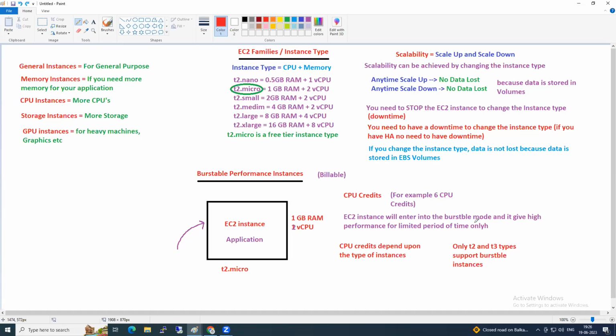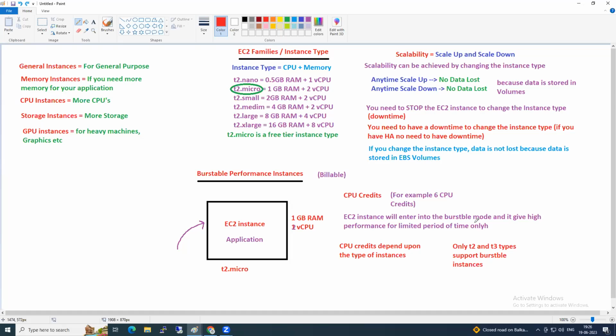Can you change the instance type at runtime? No, you need to stop the machine. If you change the instance type, is the data lost? No, because data is stored in volumes.